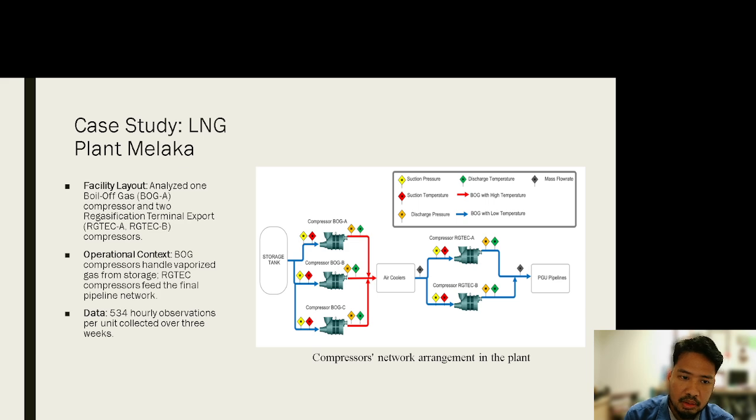So the data consists of 534 hourly observations per unit. This data was collected over the span of 3 weeks. So the idea in this scenario is that we would like to predict the energy consumption of each compressor, the BOG compressors, as well as the RGTech compressors.